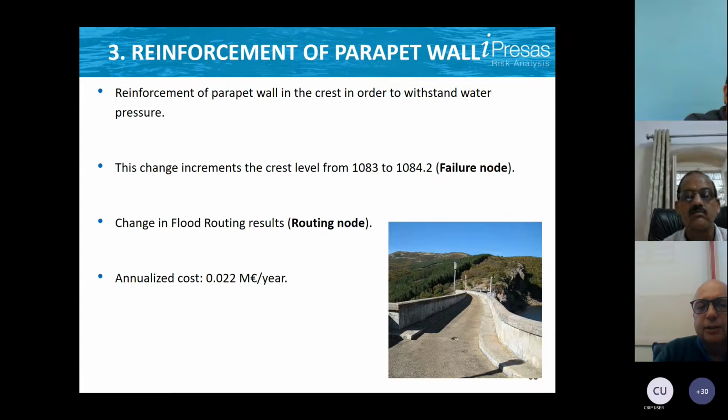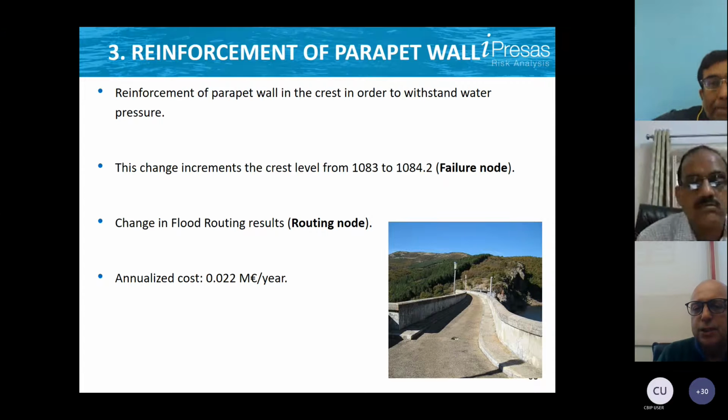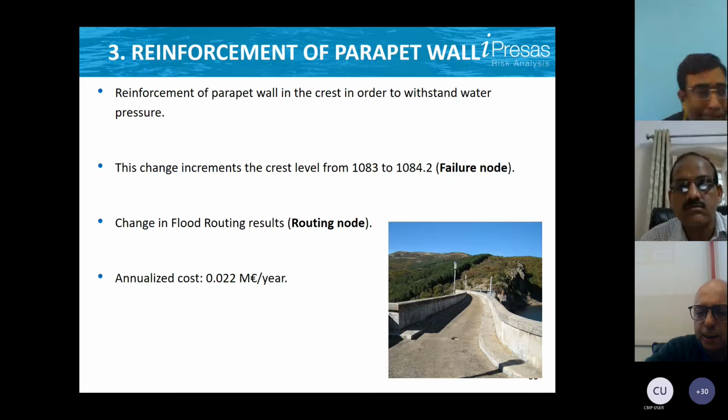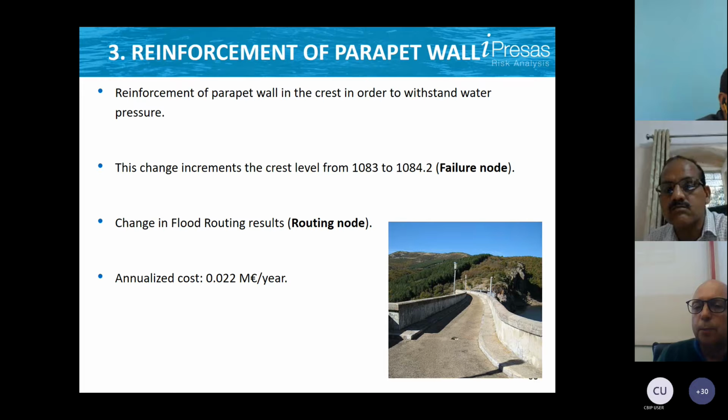A third action that you can analyze is reinforcing the parapet wall. You can see that parapet wall and making it continuous. So it's kind of heightening the dam by making the parapet wall structural, sufficient and continuous. That would change the crest level from 1083 to 1084.2. And the annualized cost is the one you have there.